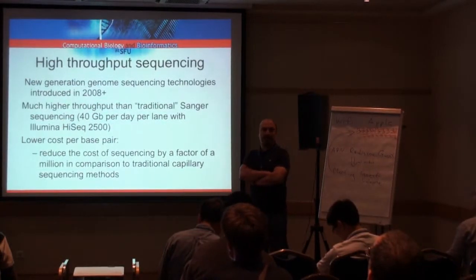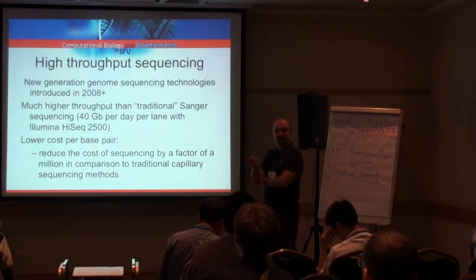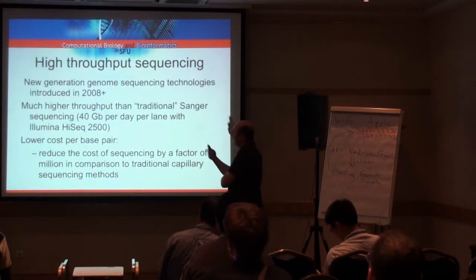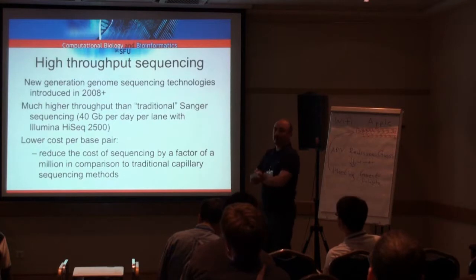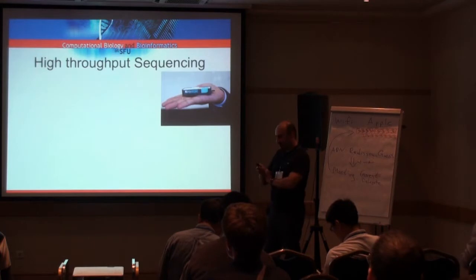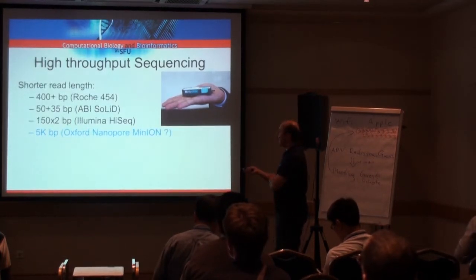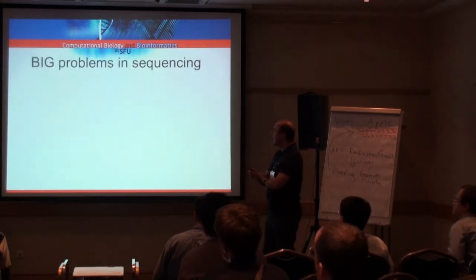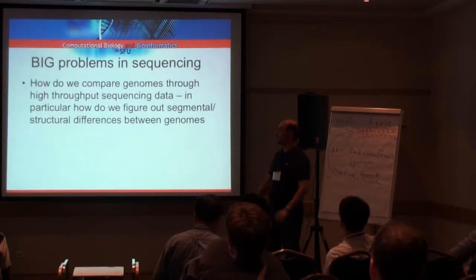So the reason why we are here mostly is because of the high throughput sequencing technologies. Since 2008, they have been changing the world by providing a much higher throughput than Sanger sequencing and lowering the cost significantly. And lowering the size too, hopefully. They obviously come with caveats, but they're not that important. Hopefully, they will help us solve some of the big problems in genomics.